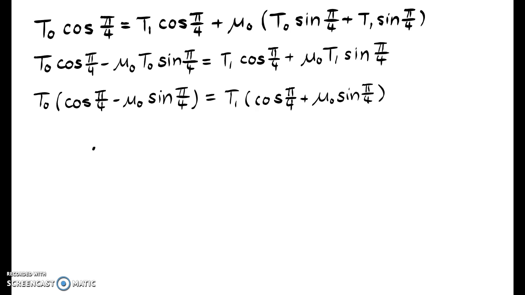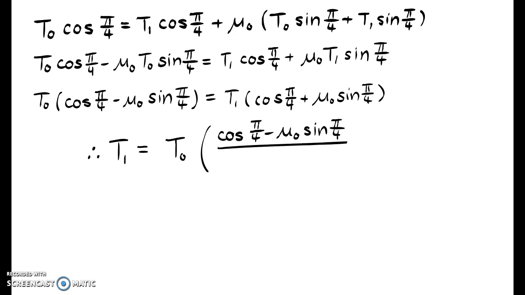So we can conclude, therefore, that T1 must be equal to T0, and if we divide by the coefficient of T1 on both sides, we get T0 times the cosine of pi over 4 minus mu 0 times sine of pi over 4, over cosine of pi over 4 plus mu 0 times sine of pi over 4. So that's our answer for T1, the minimum tension in string 1, which was between bodies P and Q.